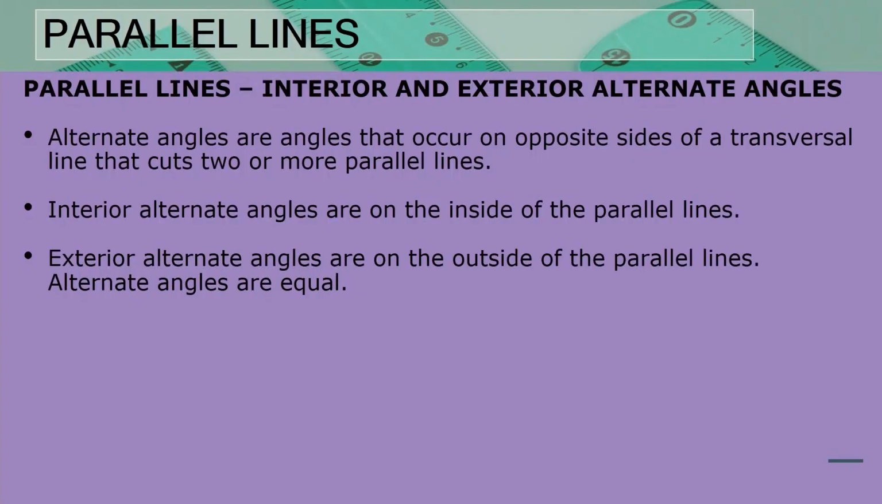Now remember, when it comes to the alternate angles, those are the angles that occur on opposite sides of a transversal line that cuts two or more parallel lines. The interior alternate angles will be on the inside of the parallel lines, and the exterior angles will be on the outside of the parallel lines. And what we should remember here is that alternate angles are equal, but only if they are parallel lines.